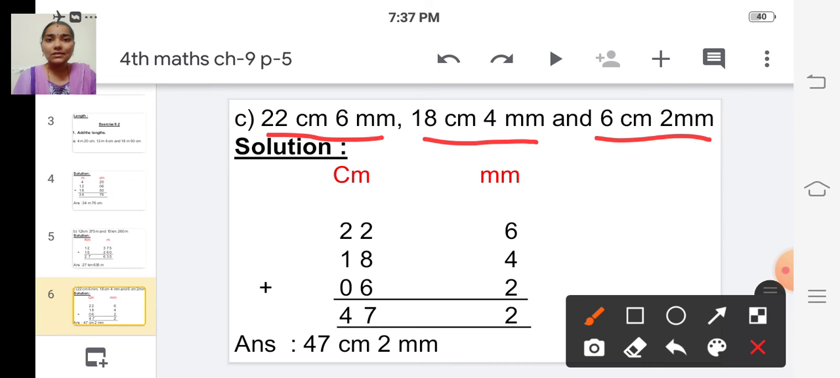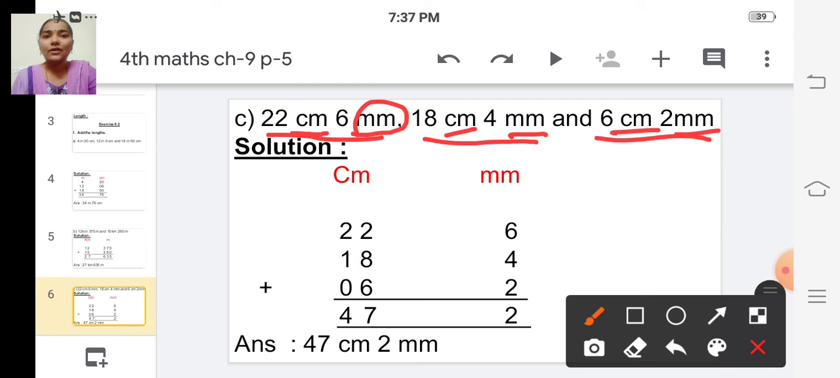Okay. So first thing what we have to do? We have to write the units separately. So what are the units they have given in this problem? Centimeter and millimeter. Right? Centimeter and millimeter they have given. Here also centimeter, millimeter. And here also centimeter, millimeter. So 2 units they have given. So first you have to write centimeter and millimeter separately. Okay, and then you have to write their values one by one.